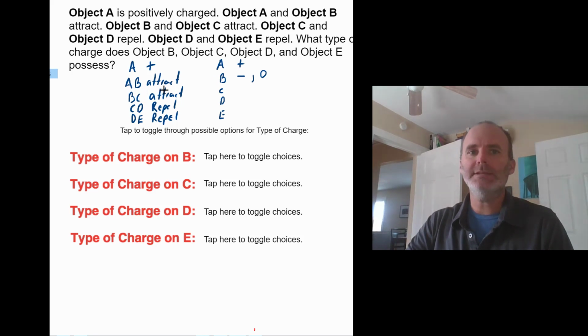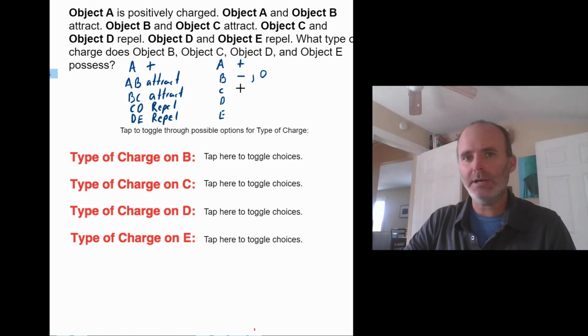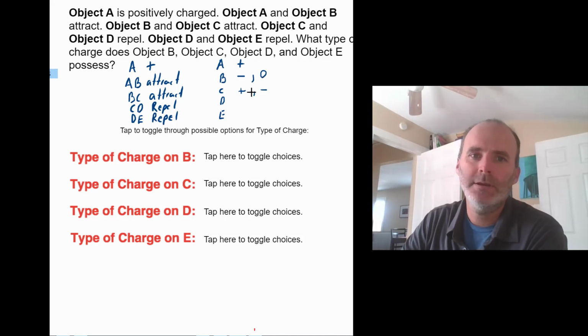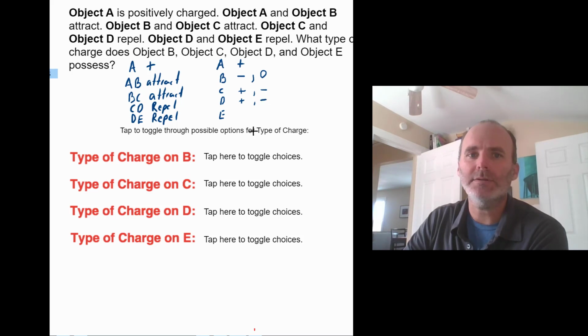Okay, now B and C attract. So what attracts to a negative? Well, positive attracts. Now what attracts to a neutral? Well, a negative attracts as well to a neutral. So these attract. Now it says C and D repel. So what repels a positive? A positive repels a positive. What repels a negative? A negative repels a negative. So we have these two guys.